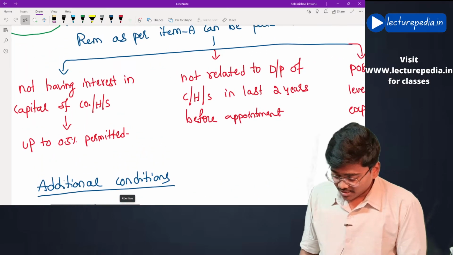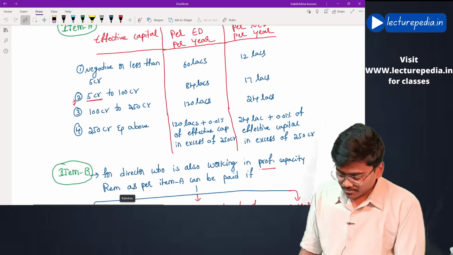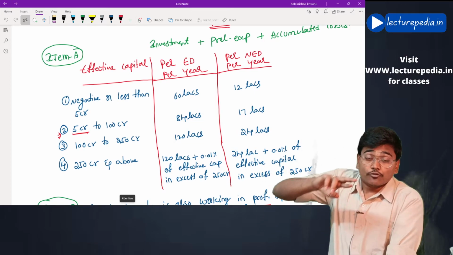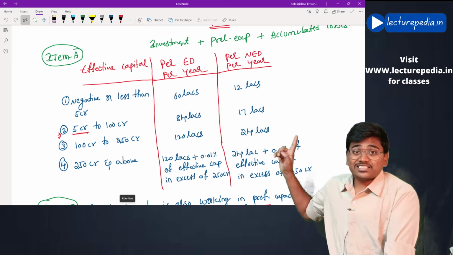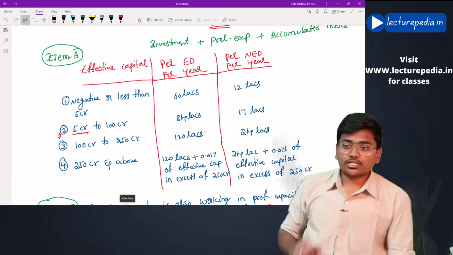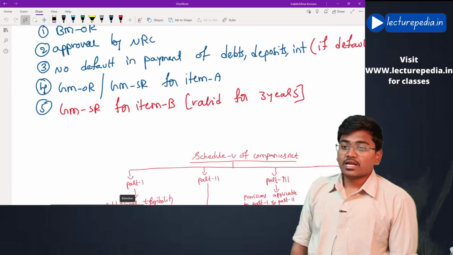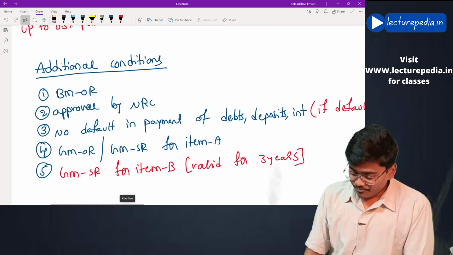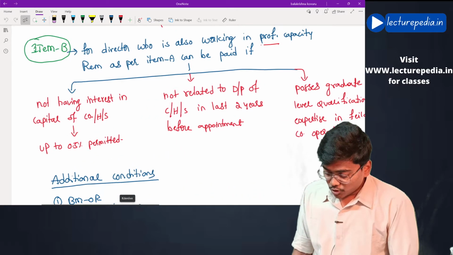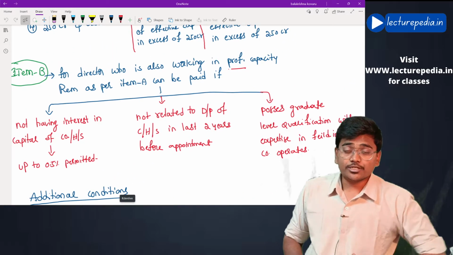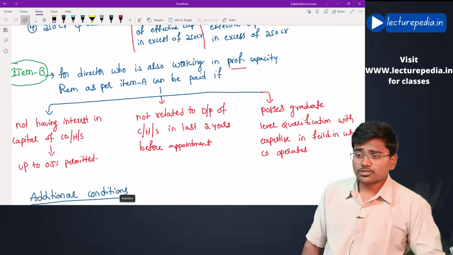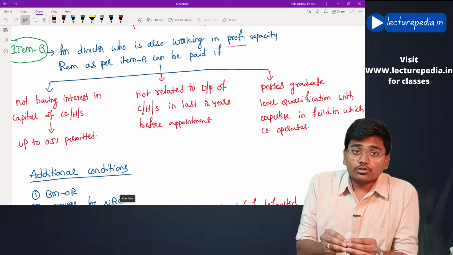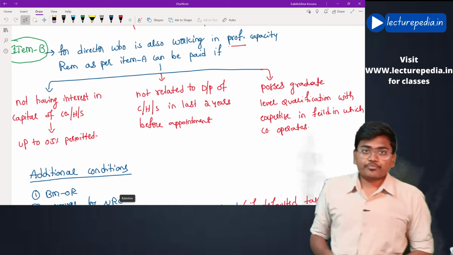Next, general meeting ordinary resolution or general meeting special resolution for item A. That means, see, for paying remuneration as per these limits, you have to take general meeting ordinary resolution. If you want to pay remuneration in excess of these limits, then you have to take general meeting special resolution. Hope that is clear. And general meeting special resolution for item B, which would be valid for 3 years. See, if you want to pay remuneration to a person who is acting in his professional capacity, then you should also take general meeting special resolution, and such special resolution will be valid for a period of 3 years. Hope that is clear.